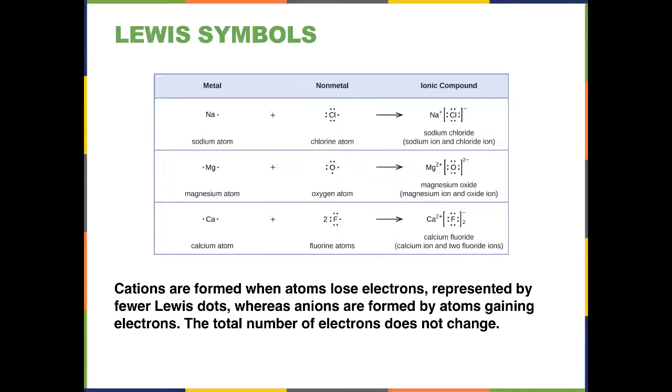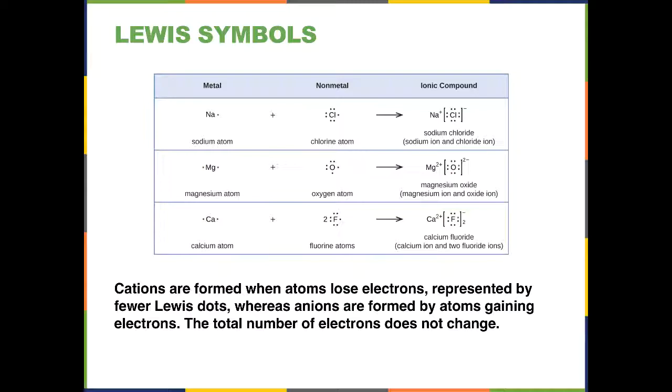The second one is magnesium, the magnesium atom, the symbol Mg with 2 dots for the 2 valence electrons, plus oxygen atom, which is the symbol O with 6 dots for the 6 valence electrons around oxygen. When they come together, forming an ionic compound, the magnesium loses its 2 electrons, so it becomes Mg2+ cation, and the oxygen gains 2 electrons, it becomes O2- anion. And you need to have those brackets around there to show that they come together that way.